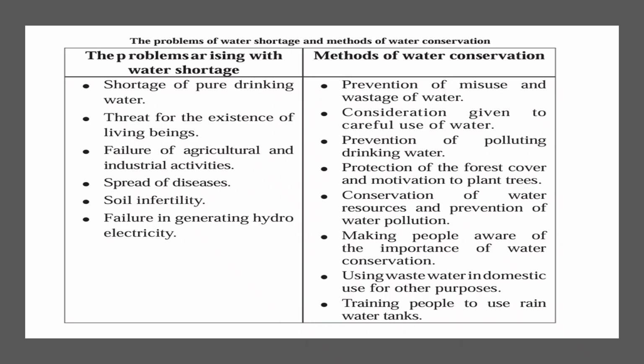Methods of water conservation. Prevention of misuse and wastage of water. Consideration given to careful use of water. Prevention of polluting drinking water, protection of the forest cover and motivation to plant trees, conservation of water resources and prevention of water pollution, making people aware of the importance of water conservation, using wastewater in domestic use for other purposes, training people to use rainwater tanks.